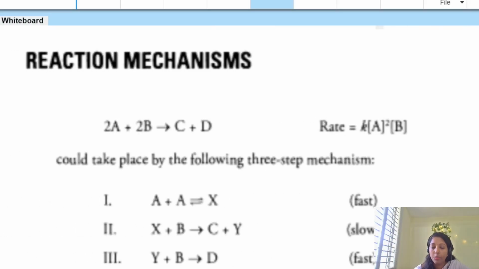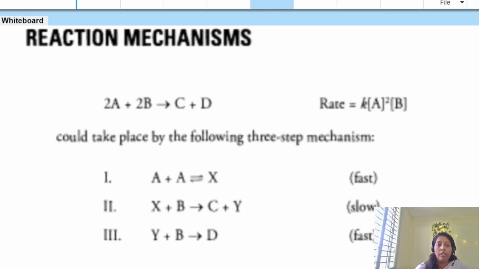The next point we need to do is reaction mechanism. Reaction mechanism is very important. As I told you, while writing the rate law, you don't have the permission to write the stoichiometric coefficient as power. So you can't write rate is equal to k A square B square like that.